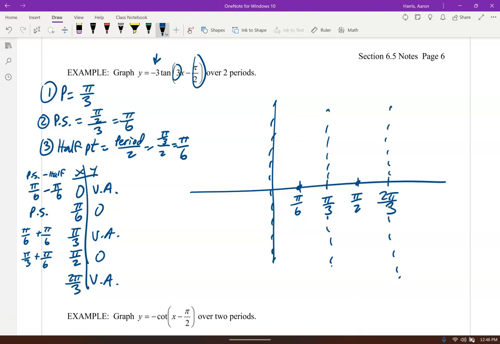And this will flip it over, right? I got a negative in front, so it'll flip it. Instead of increasing, this will be decreasing. And a great point to plug in would be between, let's go between pi/6 and pi/3, right? So what's between pi/6?